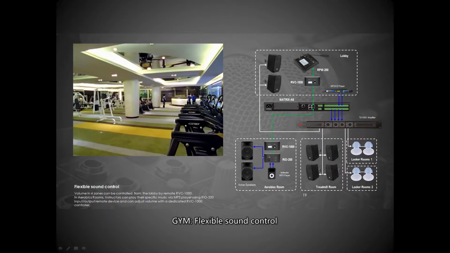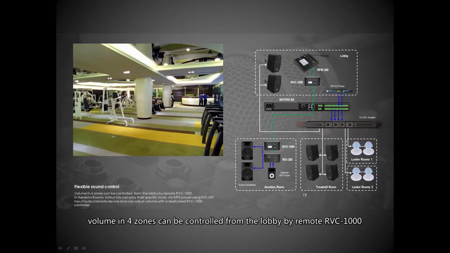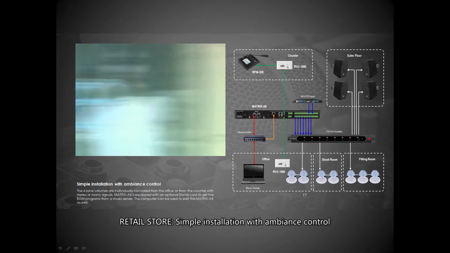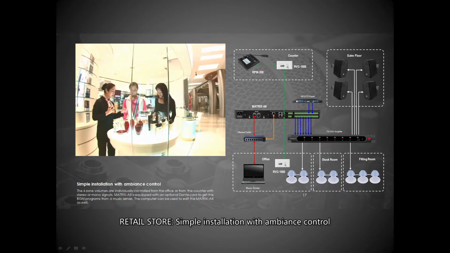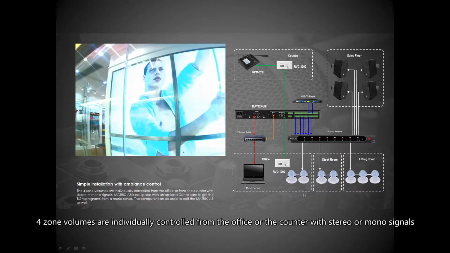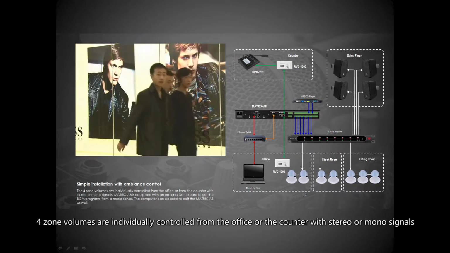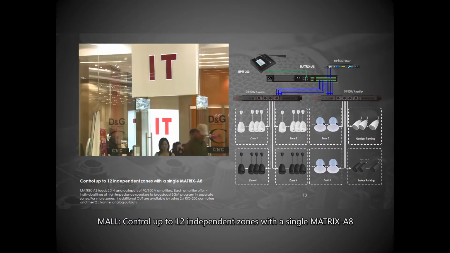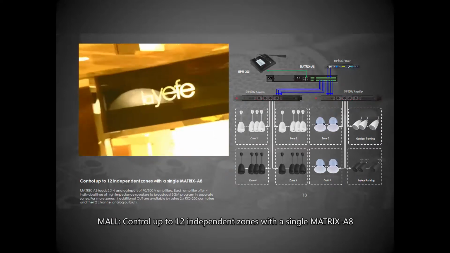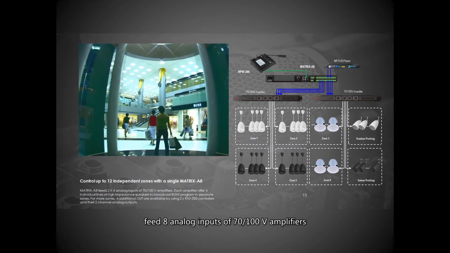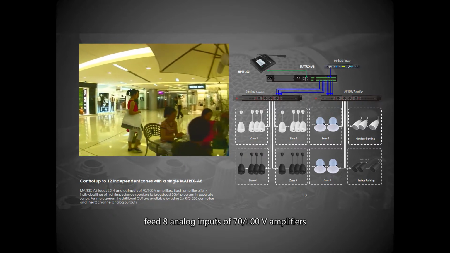Gym. Volume in 4 zones can be controlled from the lobby by remote RVC 1000. Material store. Simple installation with ambience control. 4 zone volumes are individually controlled from the office or the counter with stereo or mono signals. Mall. Control up to 12 independent zones with a single MATRIX-A8. Feed 8 analog inputs of 70-100V amplifiers.